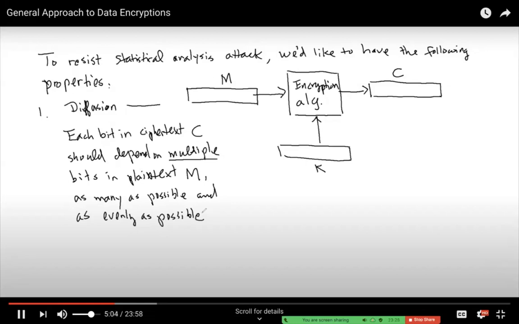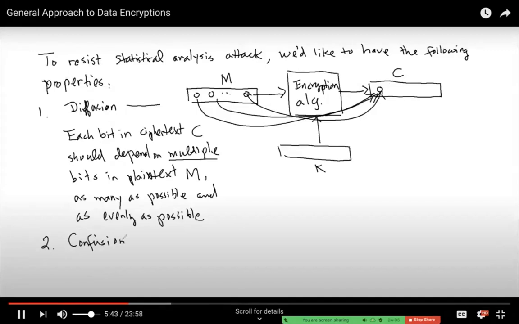So in other words, in this algorithm, each of these bits will depend on several bits here, so it will contribute to the generation of this bit. So that is diffusion. The second property is confusion.